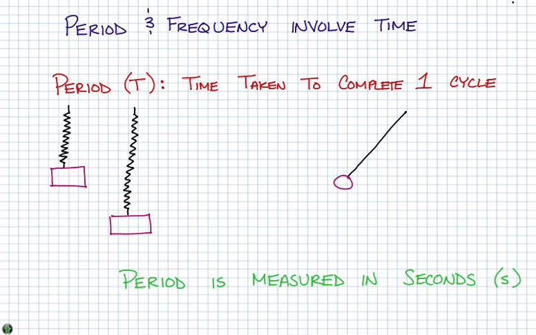The period and the frequency are slightly different in that they both involve time. Both of them involve time in some way. Period, for which we use the variable capital T, is the time taken to complete one cycle.